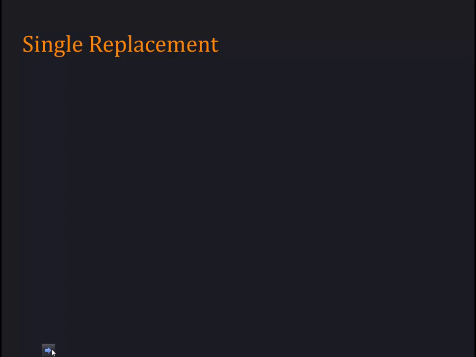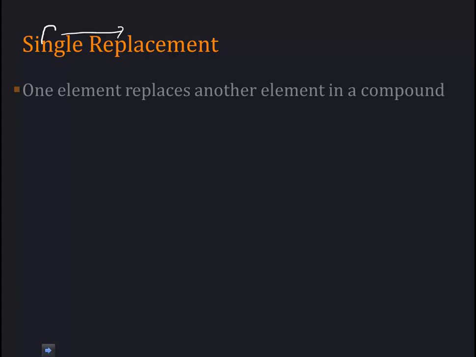Single replacement reactions are exactly what they sound like. One thing is going to replace another in a chemical reaction. And these typically involve a metal and a compound.